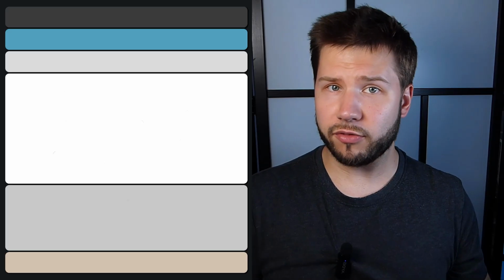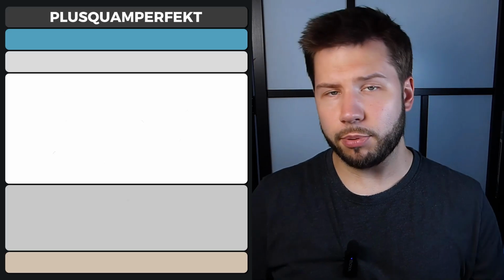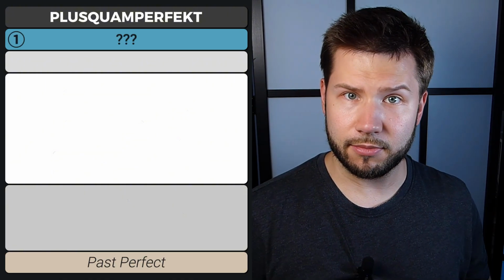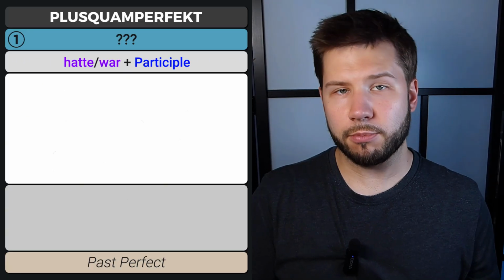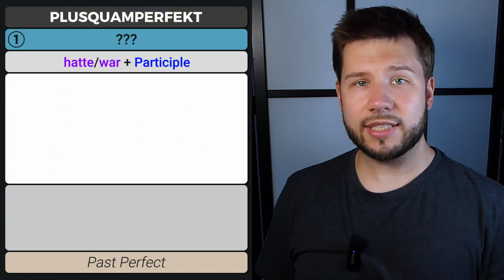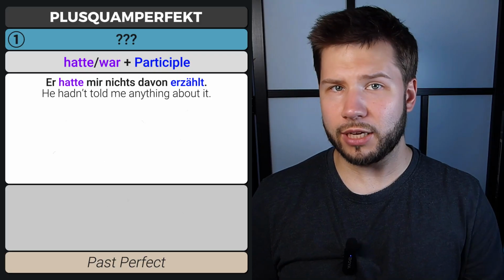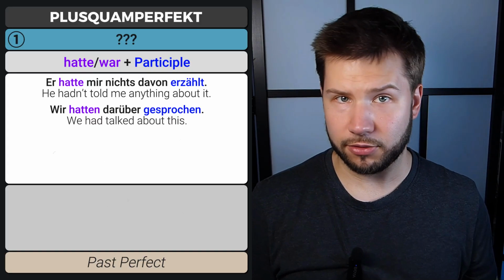Let's move on to the last of the past tenses with the charming name Plusquamperfekt. It is the counterpart of the English past perfect, and the grammar behind it is actually pretty easy. All you have to do is to use the Präteritum form of sein or haben and put the participle to the end, just as we did with the perfect. So we get sentences like, Er hatte mir nichts davon erzählt. He hadn't told me anything about it. Wir hatten darüber gesprochen. We had talked about this.